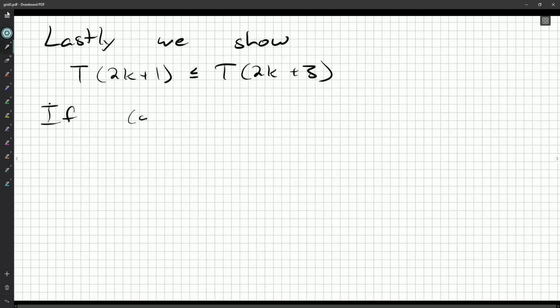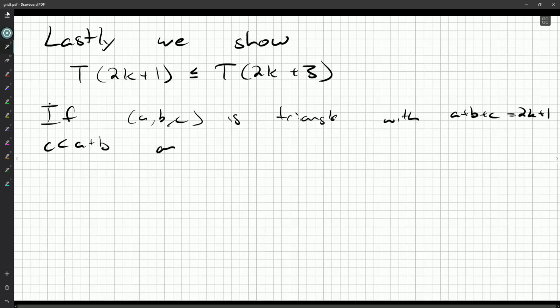If ABC is a triangle with A plus B plus C equal to 2k plus 1, C less than A plus B, so it satisfies the triangle inequality, and 1 less than or equal to A, less than or equal to B, less than or equal to C.